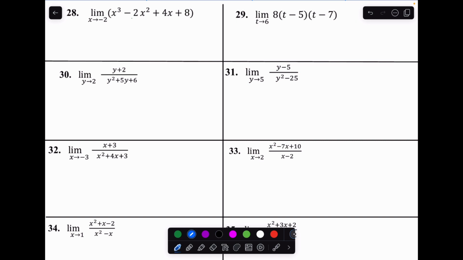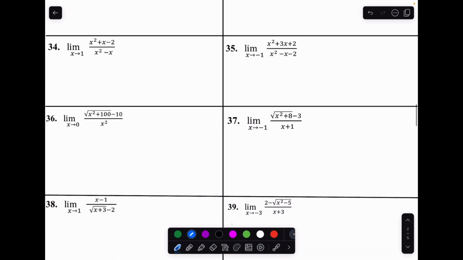In these questions, we have limits of polynomials and limits of rationals and limits of radicals.